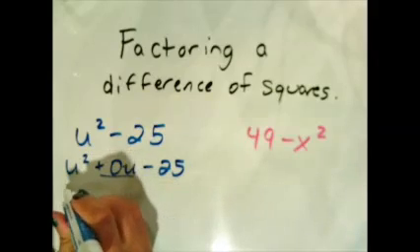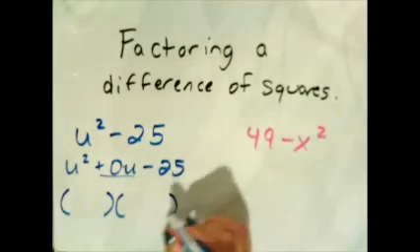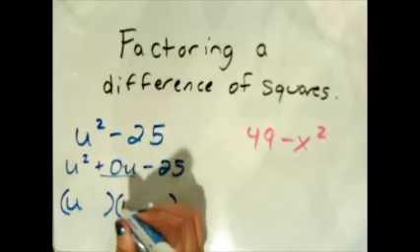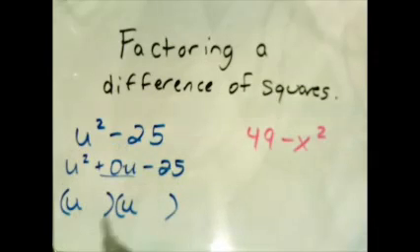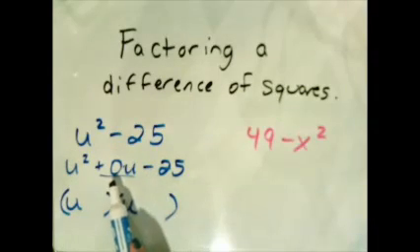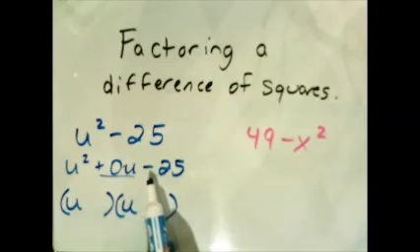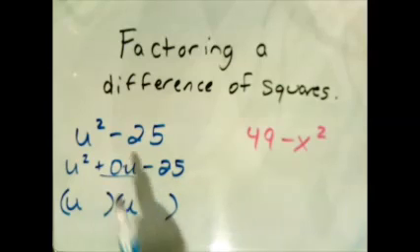And so picture in our normal FOIL situation, we know we're going to have two sets of parentheses. We know to get u squared, it's got to be u times u. And so picture how this limits our options here. What numbers multiply to negative 25 but add to 0?